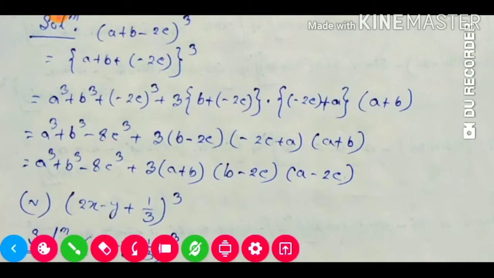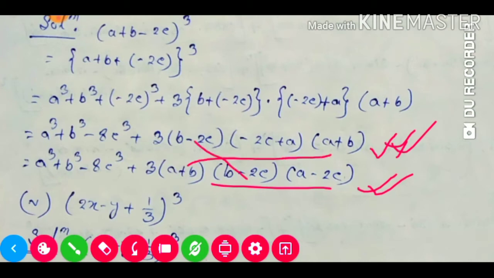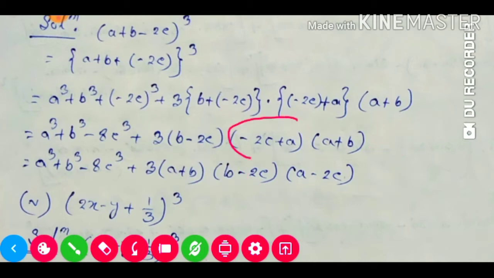Now we'll arrange this one. Here also we are able to give the answer, and if we arrange this one, then a plus b, then b minus 2c, then this one will be arranged. If we do not arrange, then also okay, here only it is okay. If we arrange, then a plus b first, then b minus 2c, then this portion. In this portion, the positive is a, the negative portion is minus 2c. This one will get the second position.